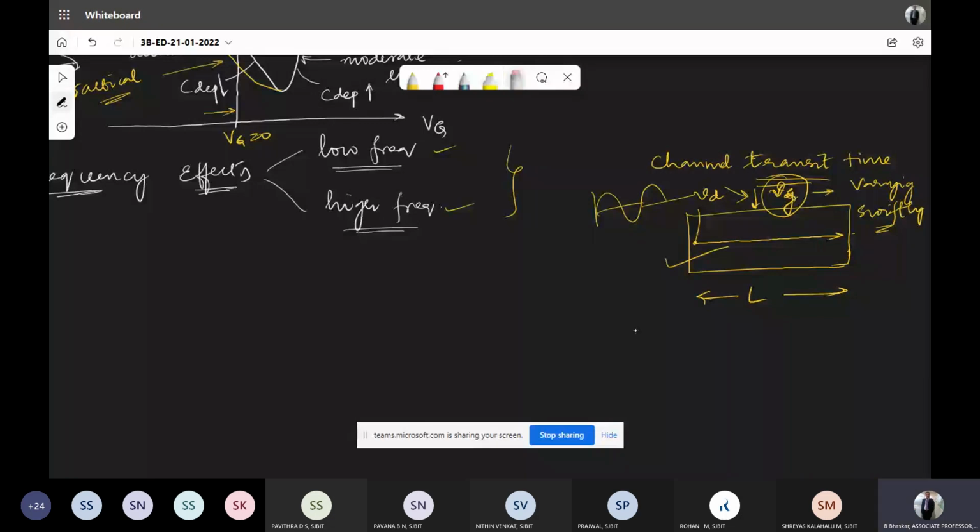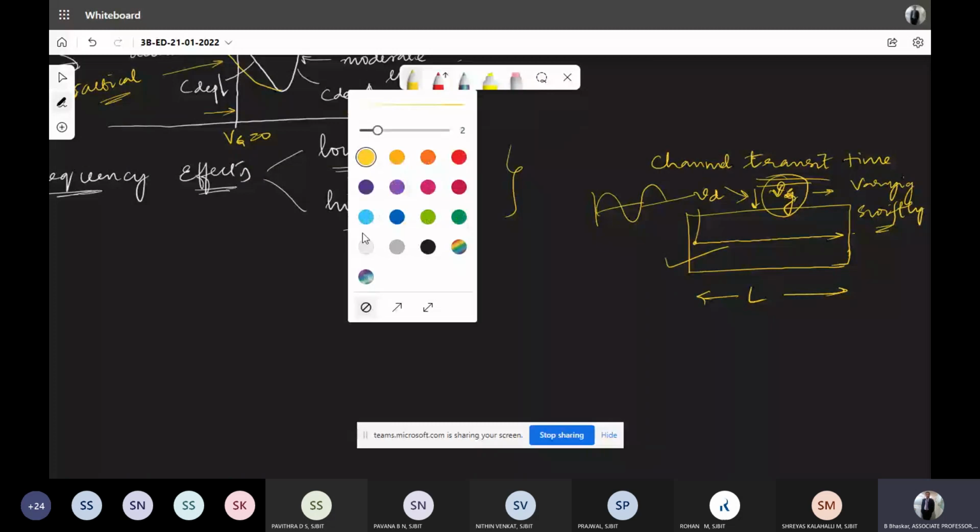Whenever you are applying a higher frequency to any electronic device, if the electron does not have a sufficient amount of time to reach the destination, reach the target, it will fail. It will die off there itself, which means that the conduction is not happening there. The same kind of effect prevails here also. So we'll see what that is.